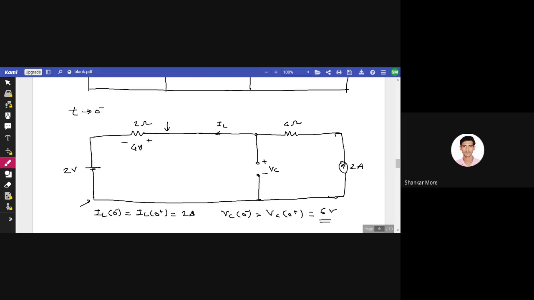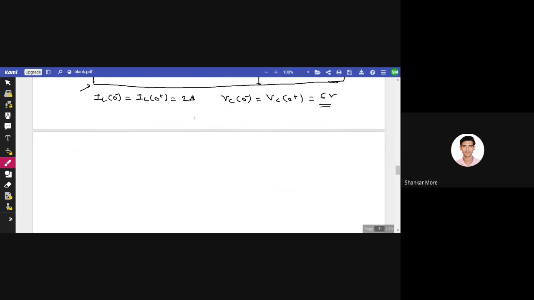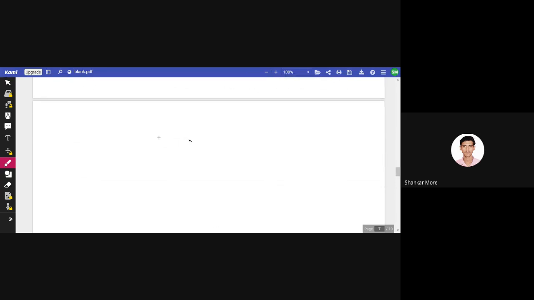An inductor is replaced in Laplace by SL, isn't it? And a capacitor is replaced by 1 by SC. I hope you remember this. Inductor is replaced by SL and capacitance is replaced by 1 by SC in the Laplace domain. Okay, so let me draw a circuit in which I show you the replacement. So see, this is the 2 ohm resistance, that will be as it is.